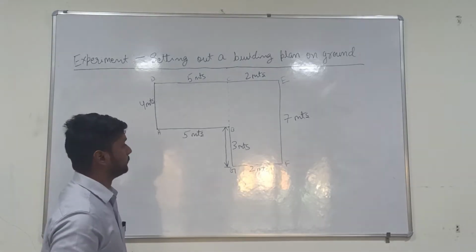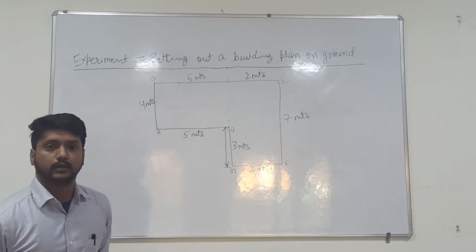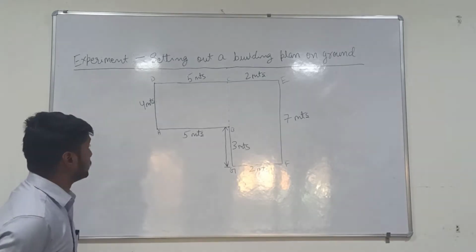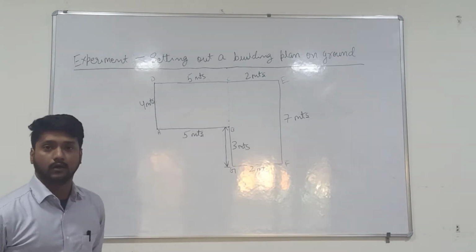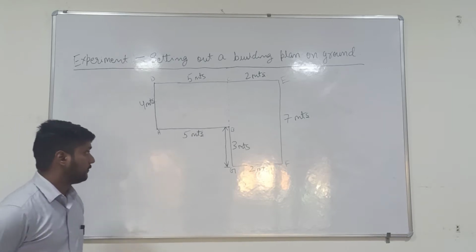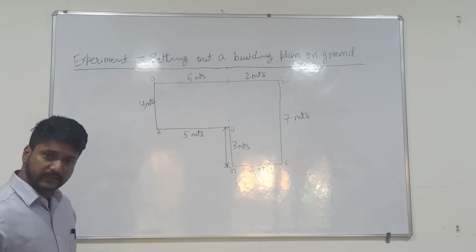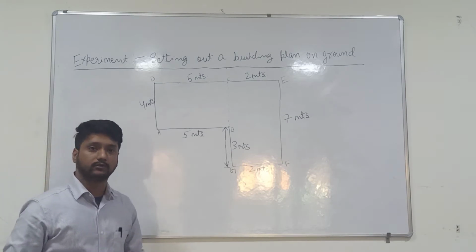Hello students, today I am here to talk about a very important experiment in civil engineering, that is setting out a building plan on ground. What you can see here on the whiteboard is a very simple plan of a building, which has been shown in your lab manual also.